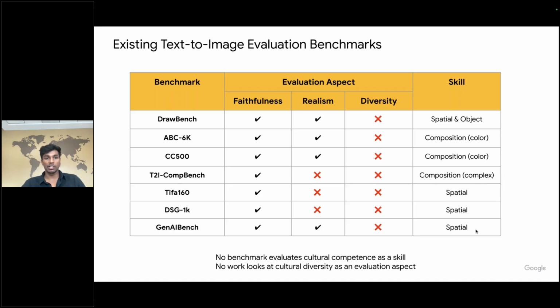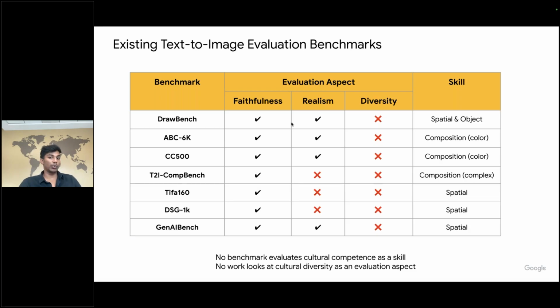benchmark on T2I models. So on the left you see a list of text to image benchmarks and the skills that they evaluate on. The skill is mostly spatial, like a dog behind a cat or a tree, and all those spatial relationships. There's composition, color, but there is no skill... I mean, cultural competence is a skill. And likewise, the evaluation aspect has mostly been faithfulness and realism.